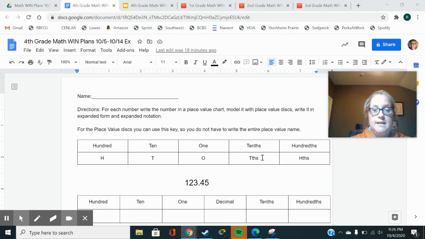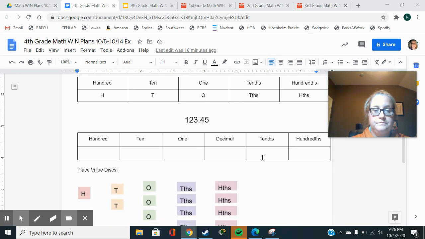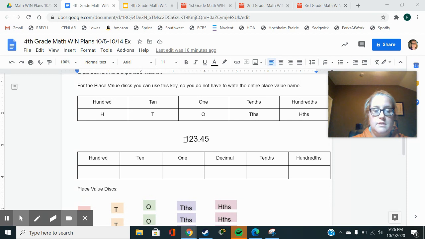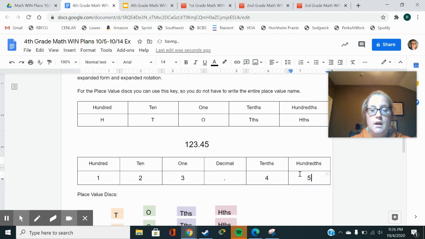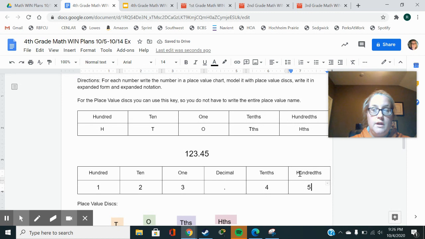So let's look at an example for what I would like you to do. The number that we're going to use is 123 and 45 hundredths. So the first thing we're going to do is put it into a place value chart. So I'm going to put 123. My decimal is super important. 45 hundredths. Now, here is where you're going to actually draw your place value discs.